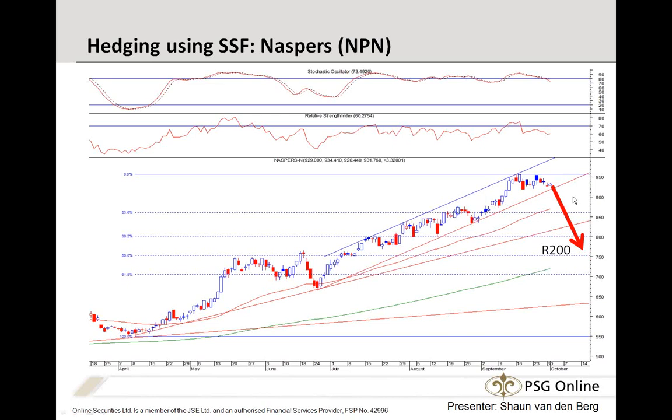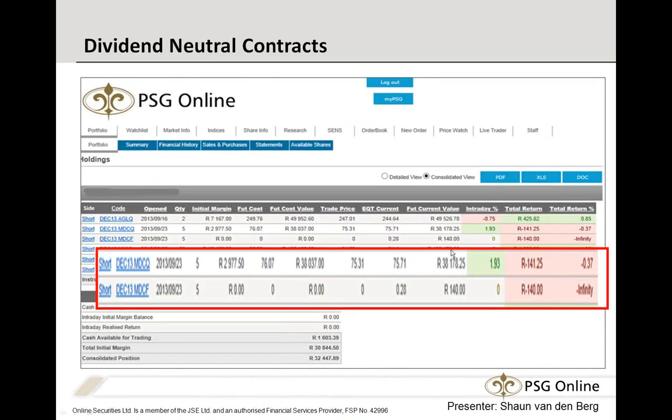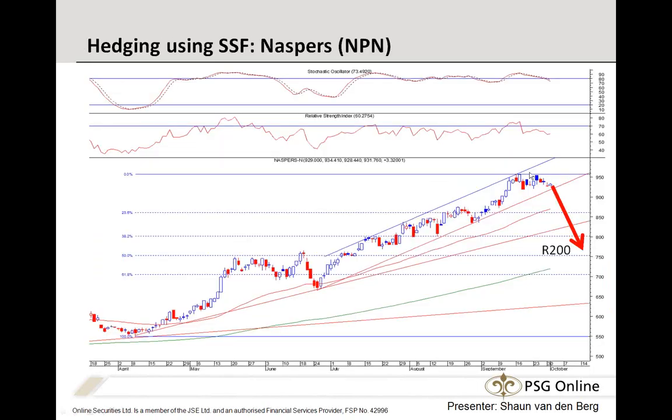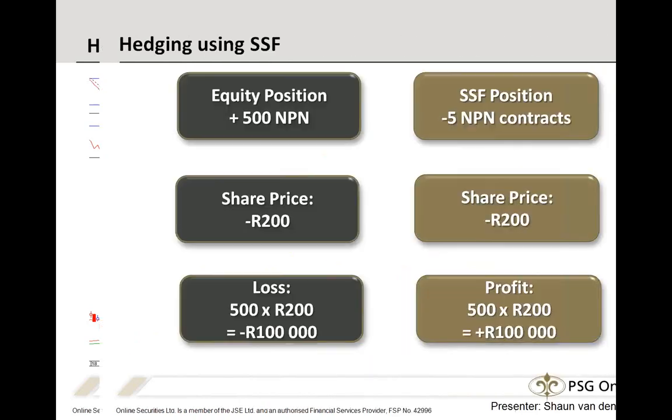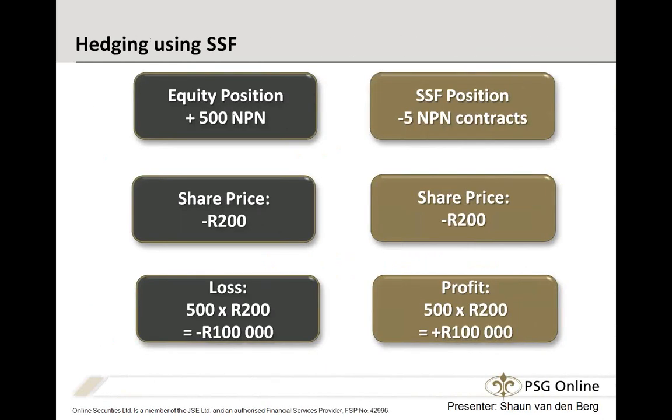You anticipate that there has to be some profit taking, the market is overbought. Let's say you're anticipating that the market will pull back at least 50%, which is what they call a Fibonacci retracement, back to the 750 rand level. That's a 200 rand loss per share. Let's say you have 500 shares of Naspers in your portfolio. So a 200 rand loss per share is equivalent to a potential 100,000 rand loss on your portfolio of roughly 475,000, that's like a 20% drop.